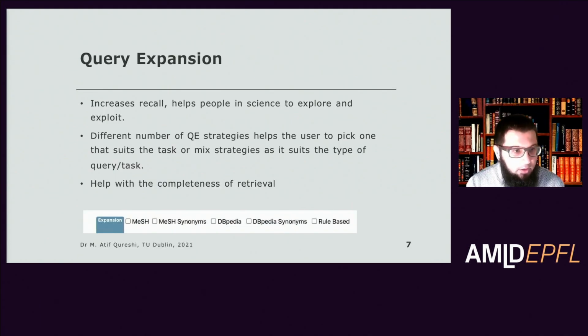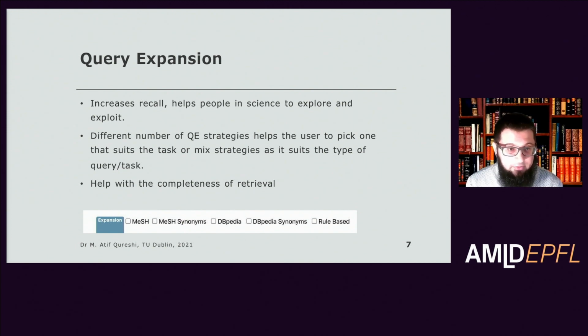So, query expansion, why was it useful? It increases the recall, and helps people in science to explore and exploit when you're not certain about what you're looking for. Then of course it makes sense to increase the recall, which is the case for COVID-19.